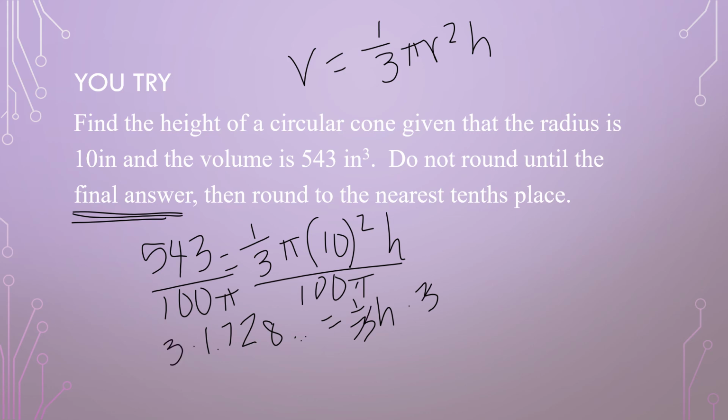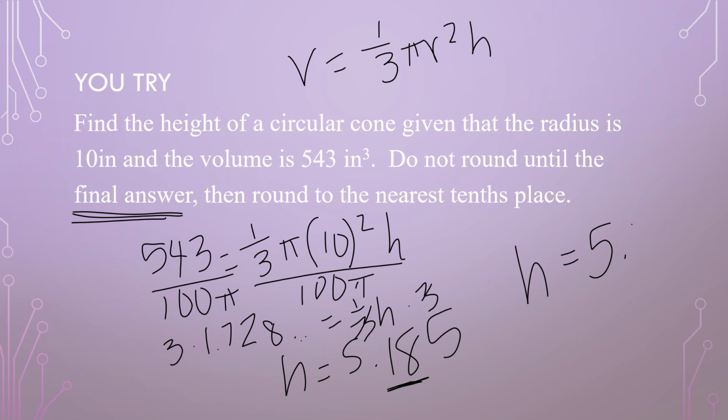And you get h is 5.185. Round to the nearest 10th place, so you'd round that 1 up to 2 because the second number is an 8. So it's 5.2 inches for the height.